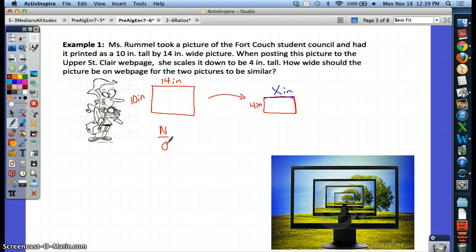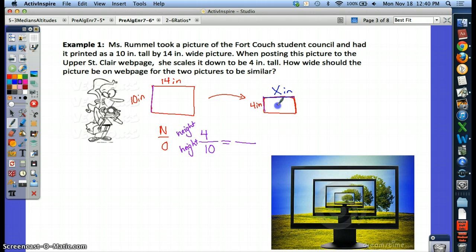Okay? So my new height is 4, and 4 corresponds to what? So this is my new height, and I'm going to put the height on the bottom too. 4 on my new picture corresponds to 10 on my original picture, or my old picture. Well, that should be equal to the ratio of the other corresponding sides, but you need to make sure you write it the same way as the first.